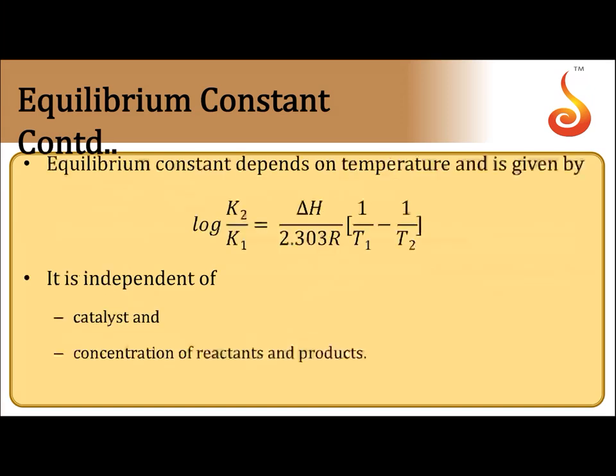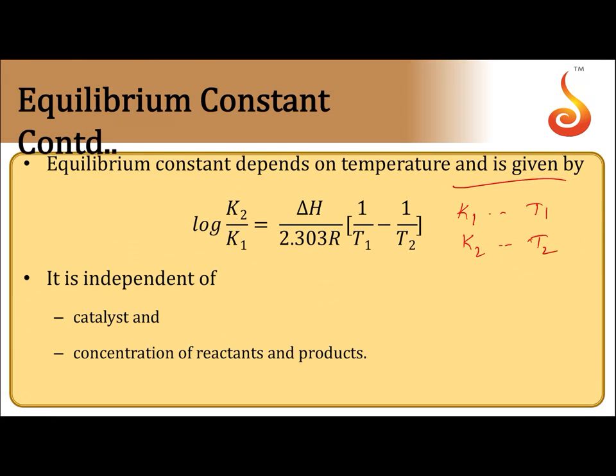Regarding the equilibrium constant, here are some more points. The equilibrium constant depends upon the temperature of the reaction and is given by log of K2 by K1 is equal to delta H by 2.303 R into 1 by T1 minus 1 by T2. Here K1 is the equilibrium constant at temperature T1 and K2 is the equilibrium constant at temperature T2.